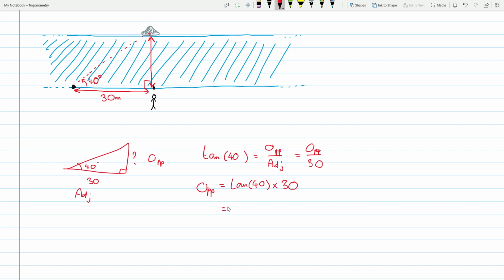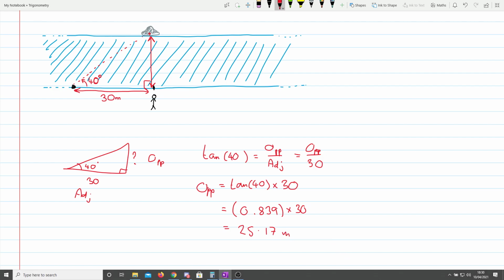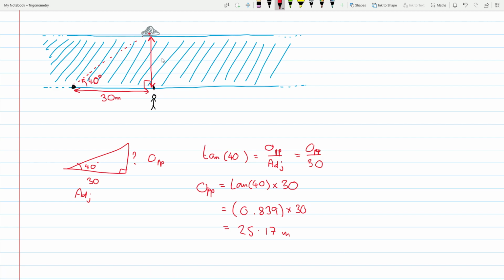And then we simply plug in our values. So if I plug in tan of 40, I have plugged in degrees here, so this is approximately 0.839. And then when we multiply it by 30, we should get something like 25.17 meters, and this is to 2 decimal places. And that gives you the width of the river.